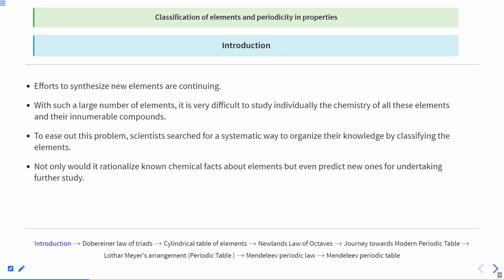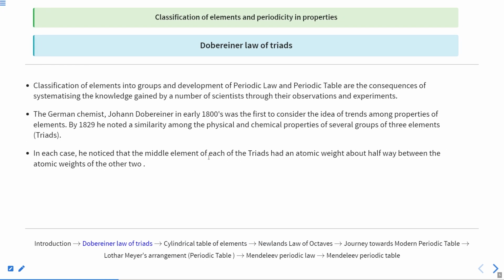First of all, as I have said, we have a large number of elements, so it is difficult to study them individually. To ease that problem, scientists classified them so that we can know the properties of one, and by knowing the property of one, we can predict the property of the rest of the elements. First was Dobereiner's law of triads. This was the first attempt to classify the elements.